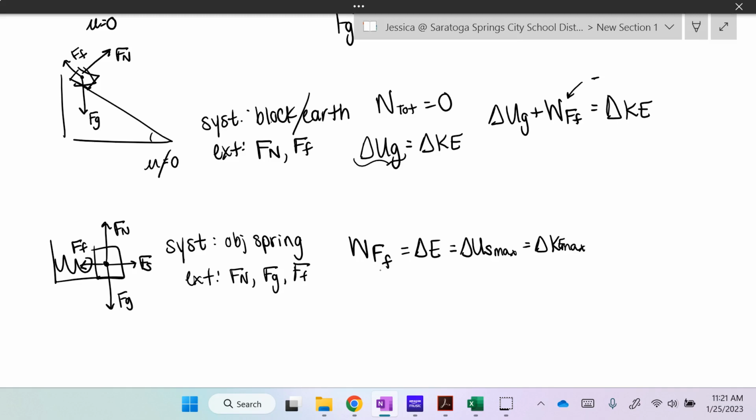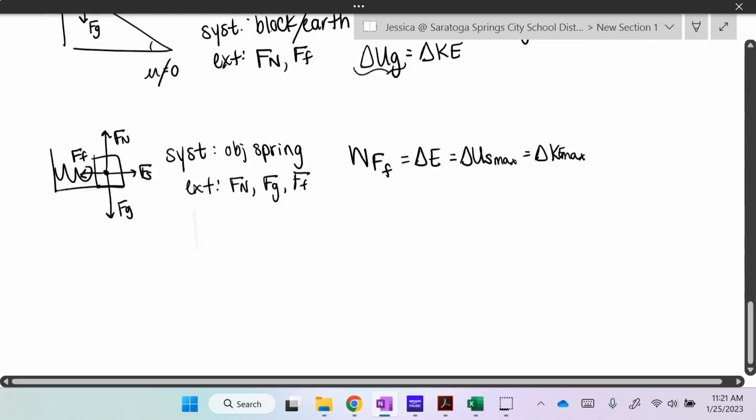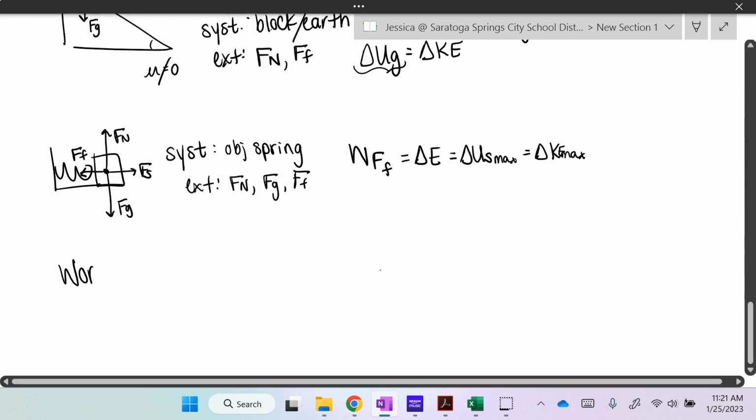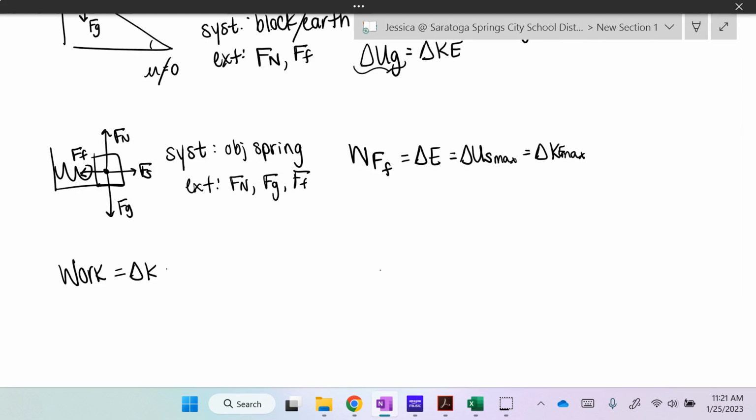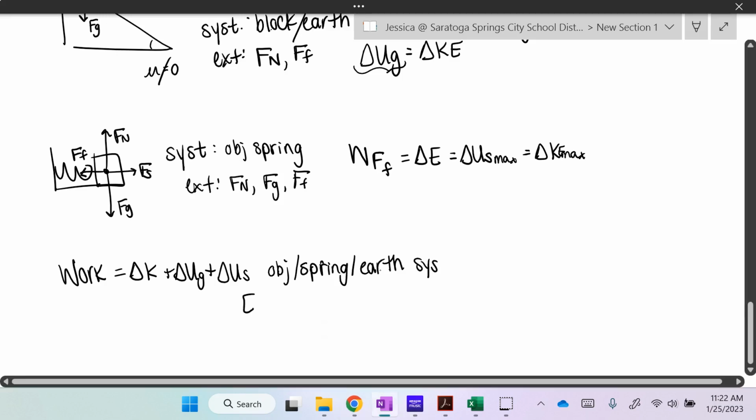So if I want my work to change spring potential and kinetic, I need the object-spring system. If I want the work done by the external force to change kinetic and potential and spring potential, then this would need to be the object-spring-Earth system. External forces in this system would likely be things like friction or an applied force.